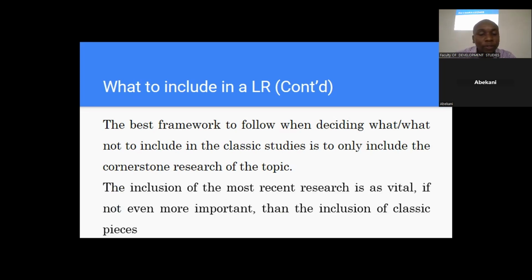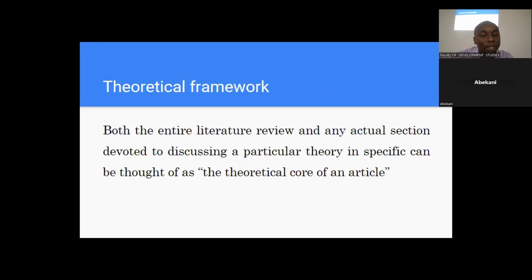The inclusion of the most recent research is as vital, if not even more important, than the inclusion of the old ones. Of course, the most recent ones are really important. Both the entire literature review and any section devoted to discussing a particular theory can be thought of as the theoretical core of an article. So the literature review plus theories are the theoretical framework, the whole literature review plus the theory.